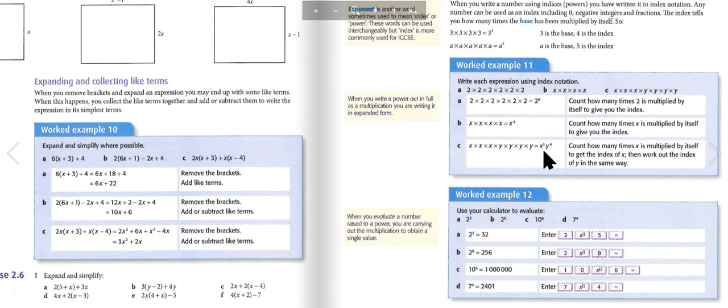For C, you count how many times X is multiplied by itself to get the index of X, which is 3. Then work out the index of Y in the same way, which is 4. Then put the variables together, and you get X to the power of 3, Y to the power of 4.